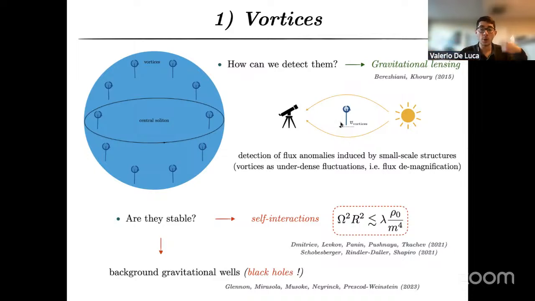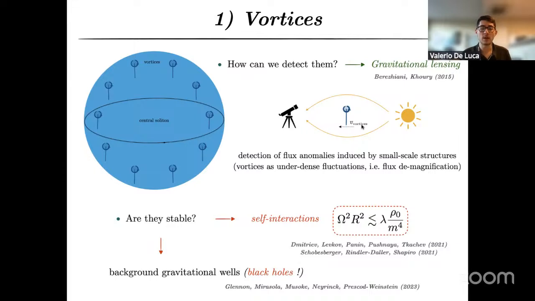And in particular, when you have vortices, which are under-dense fluctuations, there will be a flux demagnification. So in principle, this could be one of the observables to look at to identify the presence of vortices in your environment. However, this is harder to say than to do because vortices have a certain critical velocity as they move. So we will need some time-dependent observables that can track the location of the vortices as they move. So this is a bit harder than expected.